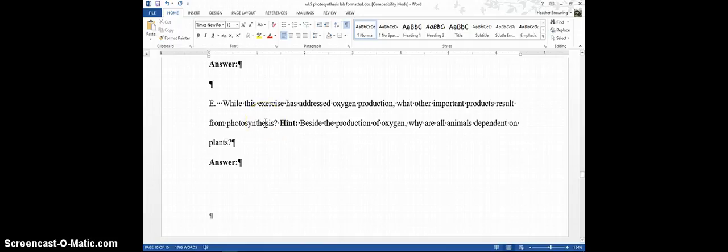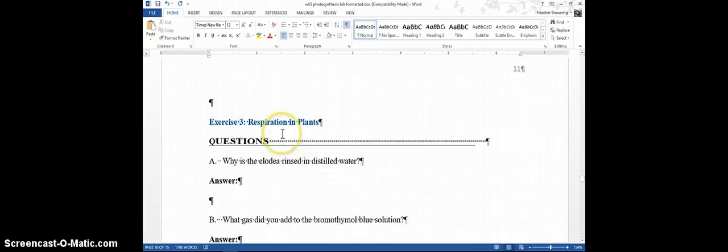Besides the production of oxygen, why are animals dependent on plants? So why else do we need plants, other than just to breathe, because breathing's good, but we need them for other stuff too. Respiration and plants. So now we're switching over to that. See if I can talk about it five minutes.